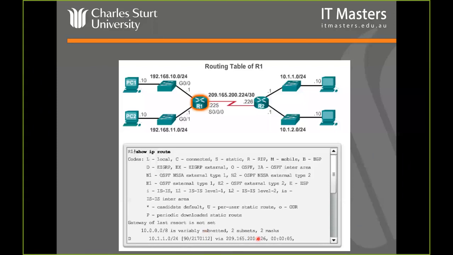And then this IP address here is the next hop, so it's telling us that to get to the 10.1.1.0/24 network, we need to send our packets to 209.165.200.226, which is router 2.